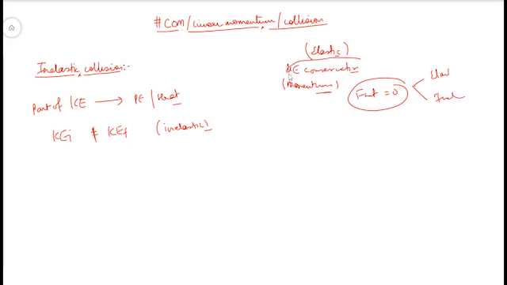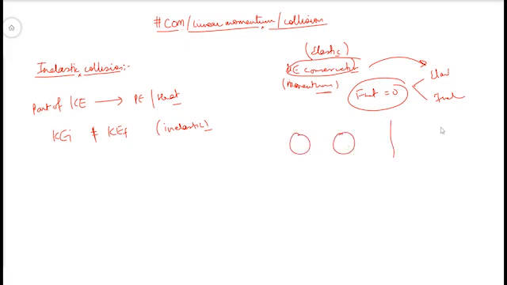But K is conserved only in case of elastic collision and not in case of inelastic collision. So if I use the equations of conservation of momentum and conservation of K, we can derive one simple result, that is the velocity of separation is equal to the velocity of approach. Let me tell you what I mean by that.